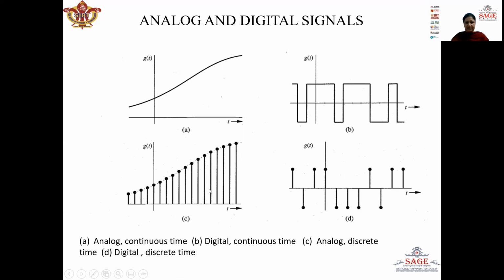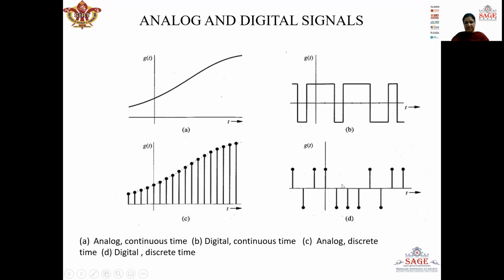Now, the third signal is analog and discrete time. It is discrete time because it is defined at fixed instants of time. It is not continuous in nature. And it is analog because on the amplitude axis, the value of the signal is not fixed. It can take any value on the amplitude axis, which is the y-axis.